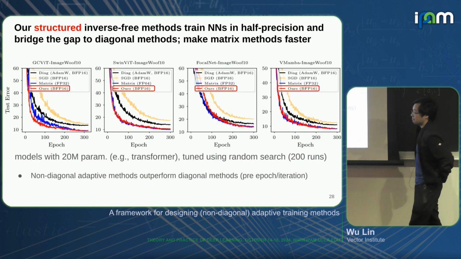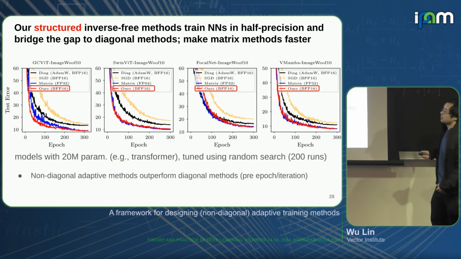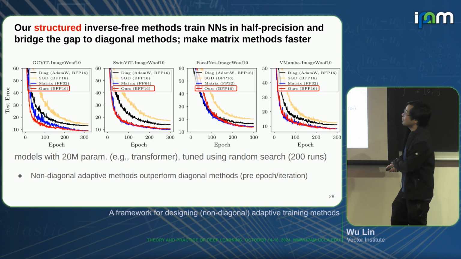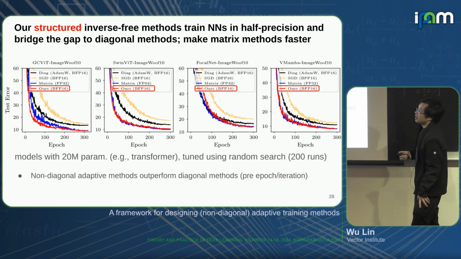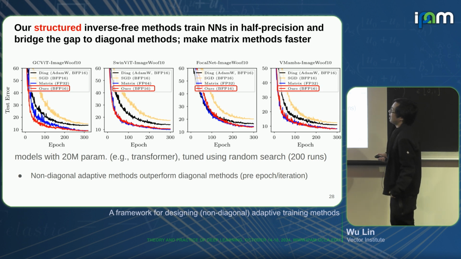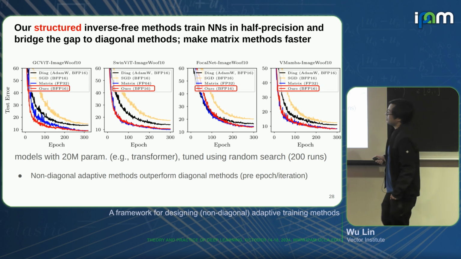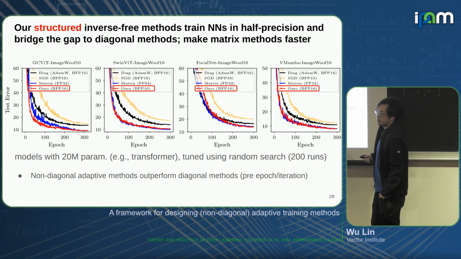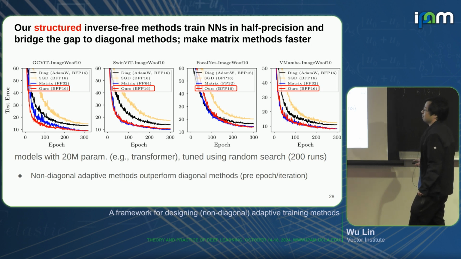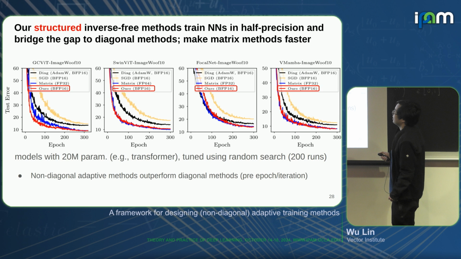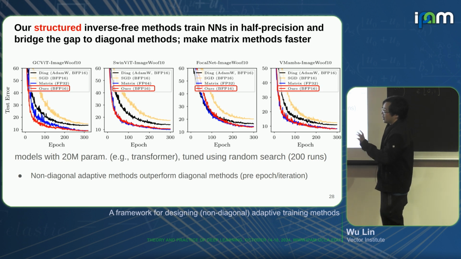So now let's talk about some results of our method. We can use our method to train transformers in half precision. As you can see from these four figures, our method performs as well as the existing matrix methods in terms of per epoch or per iteration. And in fact, the matrix methods usually outperform the diagonal counterparts.